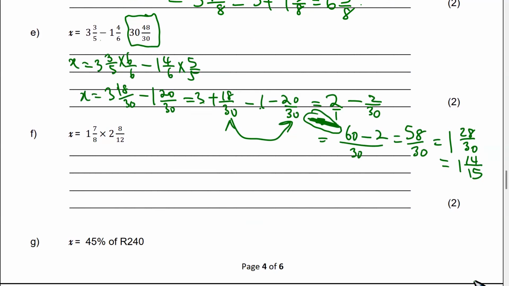Okay, I must indicate that there are a couple of ways of solving this. Like this one here, you can say X is 3 and 3 out of 5 minus 1 and 4 out of 6. So you can say 3 by 5. What is 3 by 5? 15. Plus 3? 18. 18 out of 5. So you can change like that. And then here we have 1 by 6. What is 1 by 6? 6. Plus 4?